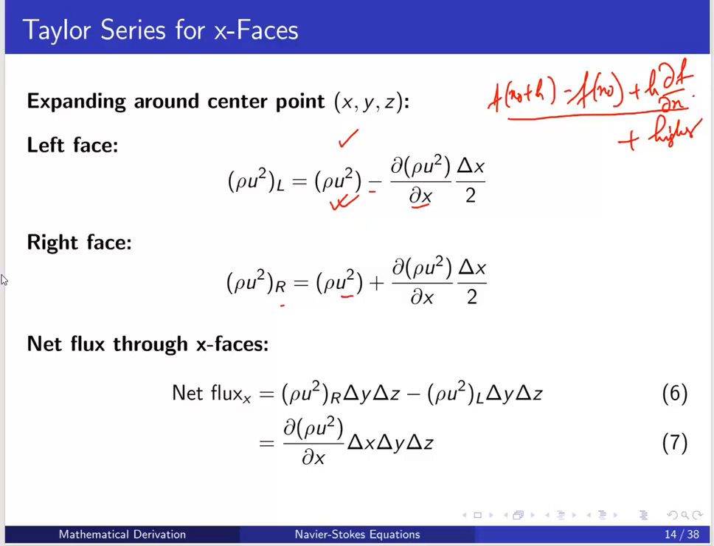So here minus means left hand side, here plus means positive right face because of the coordinate. So net flux through the x face is nothing but right minus left. So we'll get ∂(ρu²)/∂x times Δx Δy Δz.